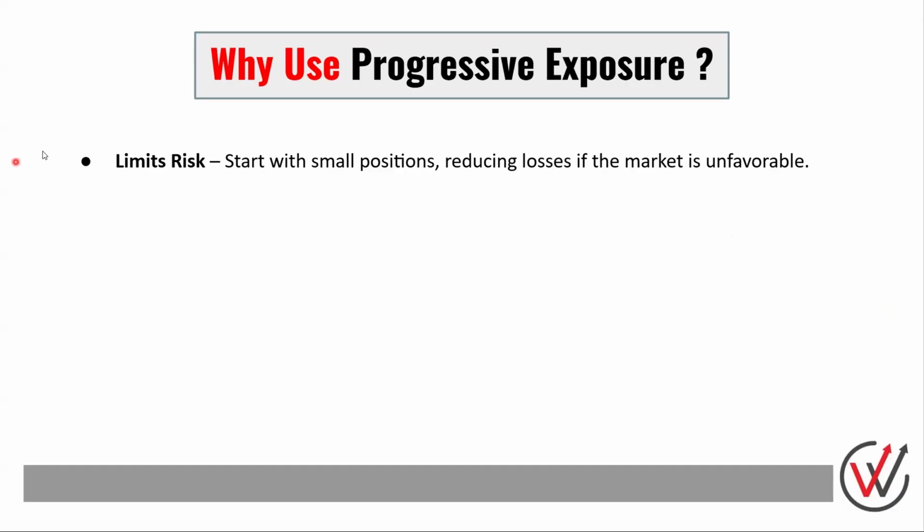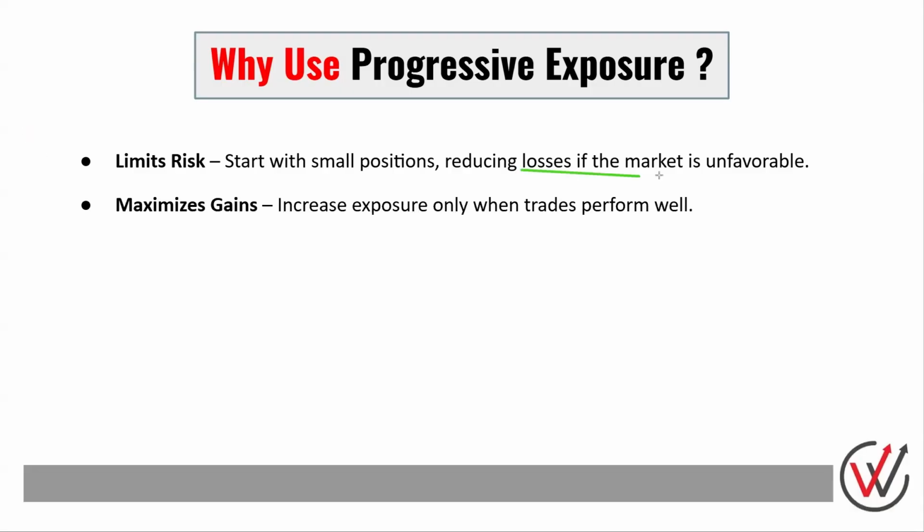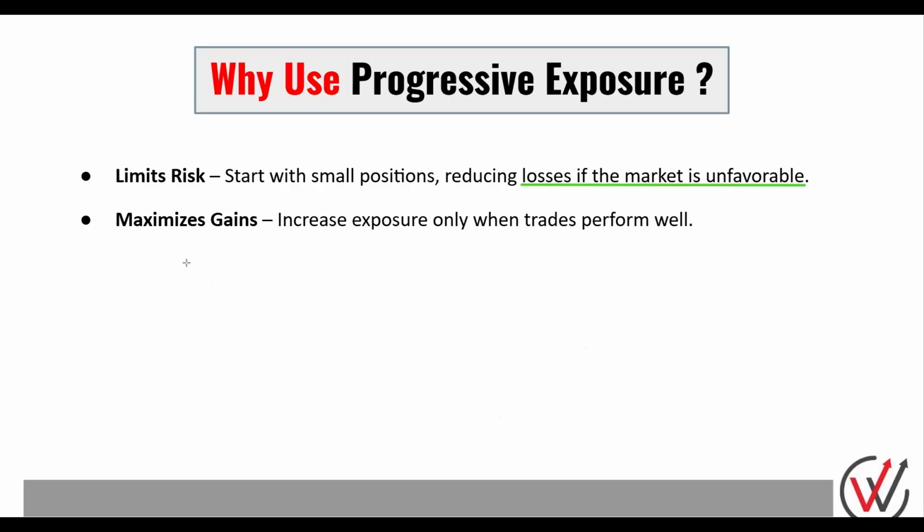Also, it helps us reduce our losses in an unfavorable market. Not only losses, it helps you maximize your gains. So see, when you start out, you start off small. You only build positions on the way up if you have positive feedback. So if you have positive feedback, gains will automatically come, right? You are only exposing when the trades perform well. So that is the second and a very important part of progressive exposure and how it helps us.